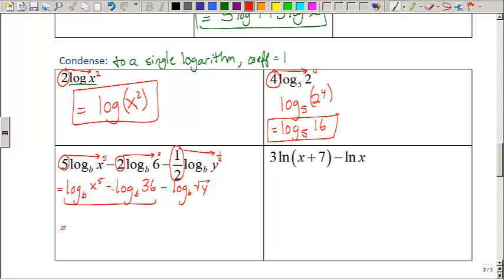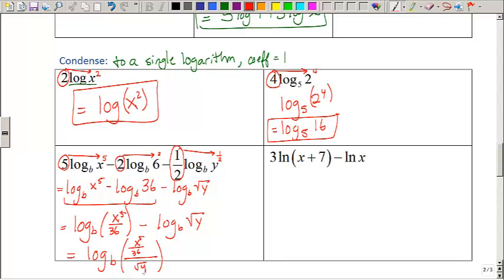Because we have the first log subtract the second log, I'm using the quotient rule, which says log base b of x to the 5th over 36. But I still have minus log base b of the square root of y. When I subtract two logs, I can take the log of their quotient. So this is going to get really messy here. I'm getting x to the 5th over 36, all divided by the square root of y.